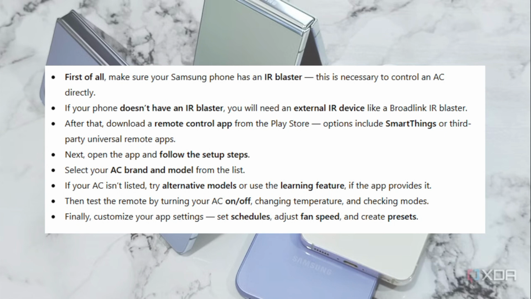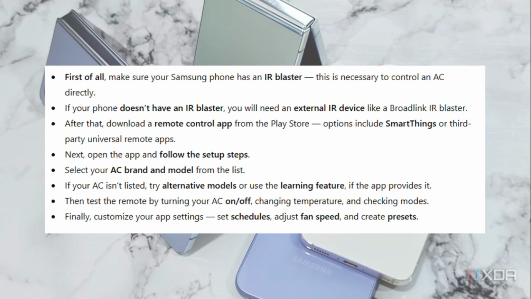If your phone does not have an IR blaster, you will need an external IR device like a Broadlink IR blaster. After that, download a remote control application from the Play Store. Options include SmartThings or third-party universal remote apps. Next, open the application and follow the setup steps.